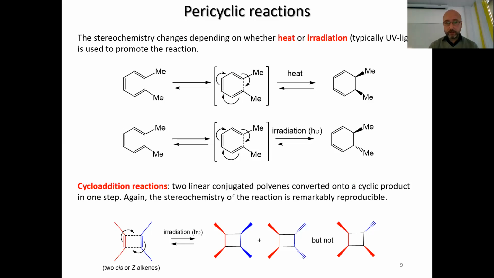Depending on whether it is heat or irradiation, so a photoinduced cyclization, you obtain, as you can see in this slide, different stereochemistry. This is very important for the exam, and of course also very important if you have to do it in the lab, because these rules for the pericyclic reactions are quite strict. There are not many exceptions to the Woodward-Hoffmann rules.